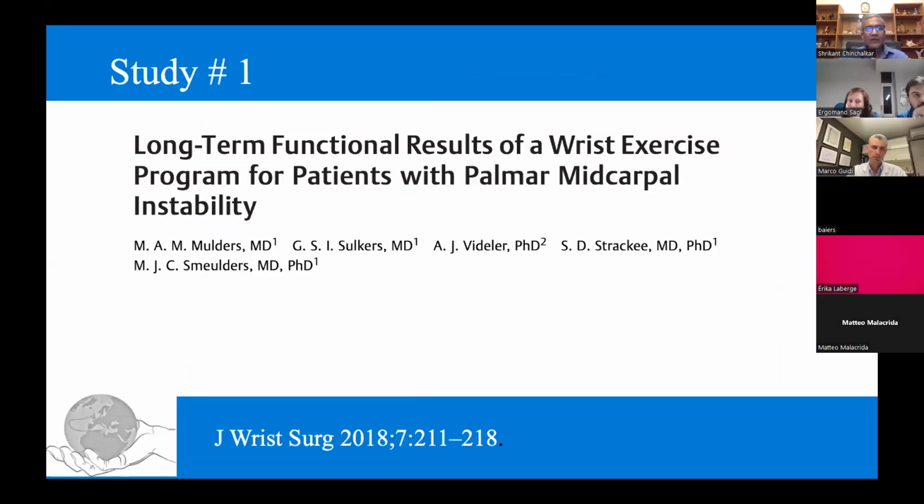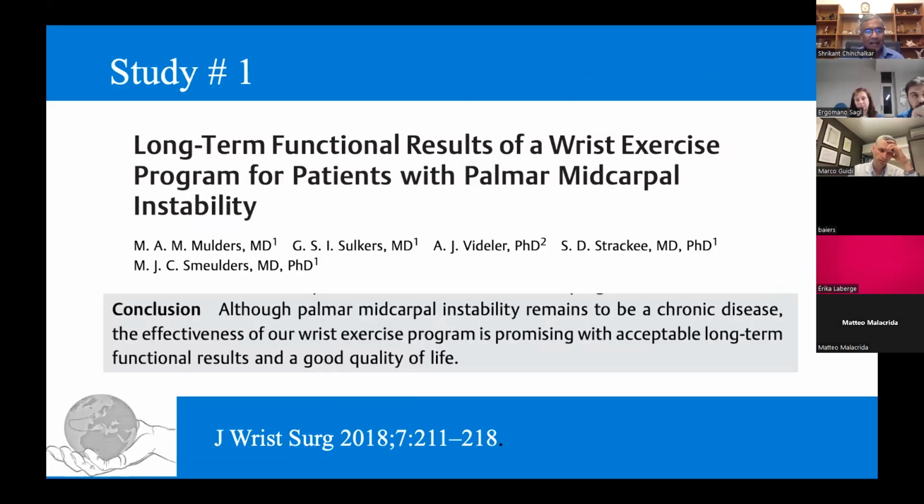There are a number of studies which have mentioned long-term functional results with the wrist exercise program for patients with palmar instability. This is a paper that was published in Journal of Wrist Surgery back in 2018. I would like to draw your attention to this paper. Their conclusion was, although palmar midcarpal instability remains a chronic problem, the wrist exercise program is promising with acceptable functional results, providing these patients with good quality of life.